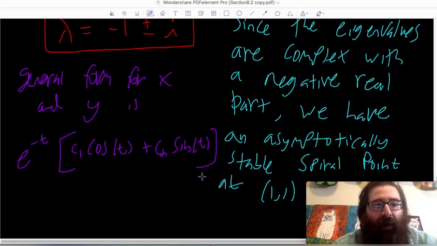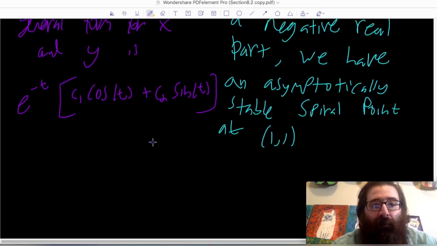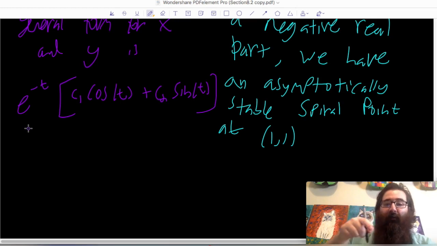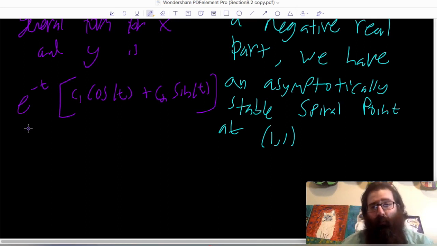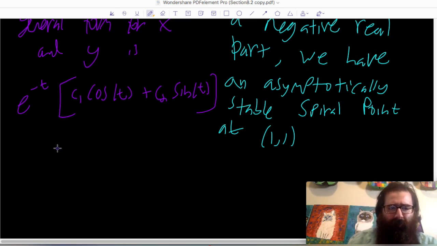And keep in mind what happens as t goes on to infinity. Well, cosine and sine keep oscillating. It does its sinusoidal thing. But this exponential function is going to decay it down to 0, which is where we get this really nice spiral effect. But then it's going to end up bringing it right in there into our critical point. And here our critical point is at 1, 1. So that's important to keep in mind here.